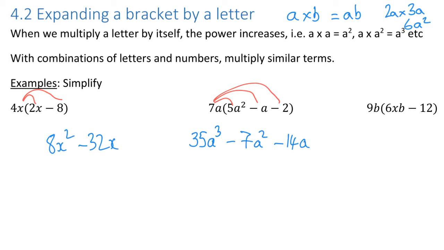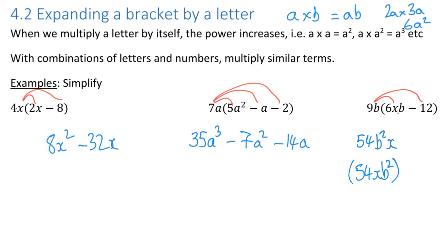And then the third example, we've got 9b upon 6xb minus 12. So we're going to need to multiply the 9b with the 6xb and the 9b with the minus 12. So 9 sixes are 54. And then b multiplied by x multiplied by b. We can do b times b to give b squared, and we've also got the x. Now we could have written that as 54xb squared, provided we make sure that the squared belongs with the b, then we're okay. It doesn't really matter.